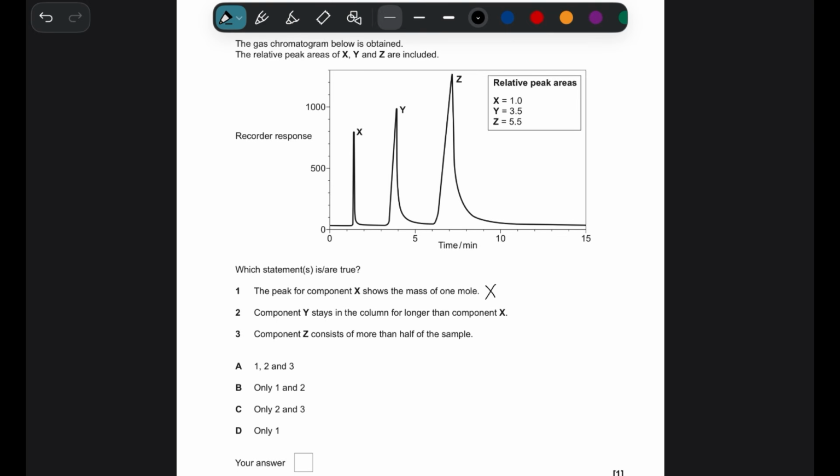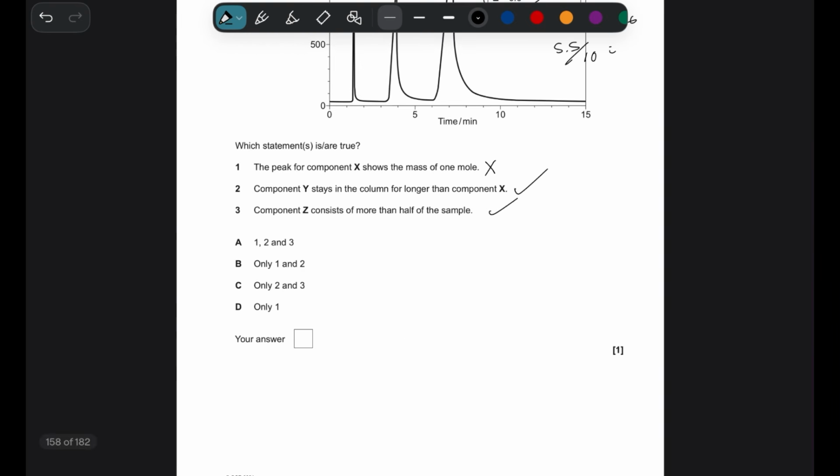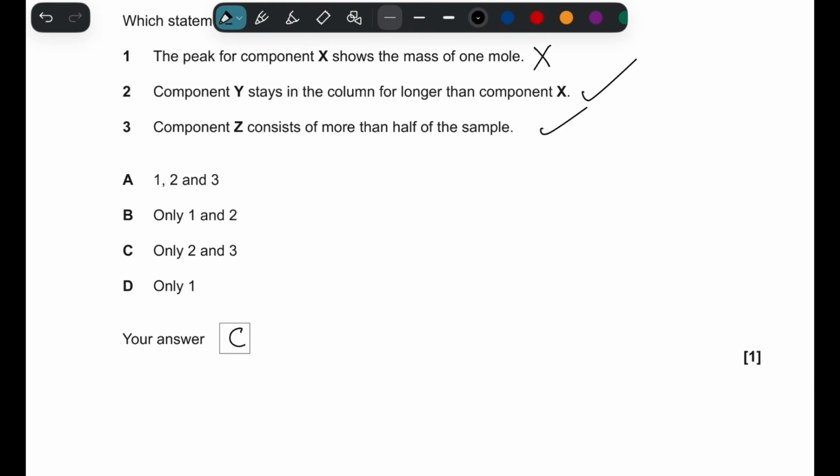No, it does not. If a question for part 2 says component Y stays in the column longer than X, you can see here that in terms of time, Y is no longer than X, so I can take that. And Z consists of more than half the sample. Well, let's look at the relative peak areas. 1 plus 3.5 plus 5.5 is 10. So is 5.5 greater than 10? Yes, indeed. So that's also true. So 2 and 3 are true, so we're going to go with C.